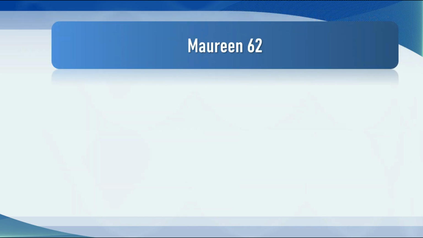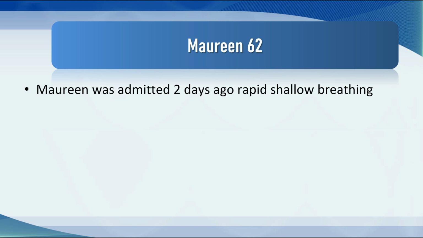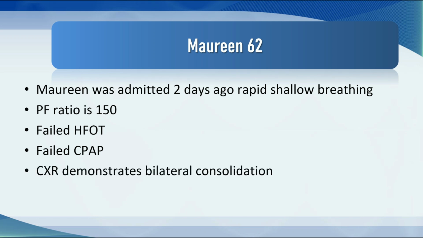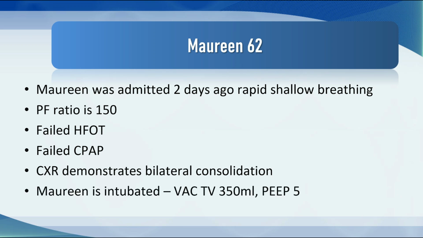Maureen is 62 years old, admitted 2 days ago with rapid shallow breathing. Her PF ratio is 150. That's the PaO2 divided by the FiO2, and this is moderate to severe hypoxemia. She was trialed with high flow oxygen therapy. That failed. She was given CPAP. That failed. And her chest x-ray demonstrated bilateral consolidation, so she was intubated and put on volume assist control ventilation with a tidal volume of 350 mils and a PEEP of 5.